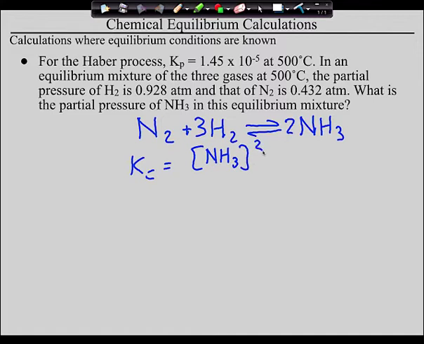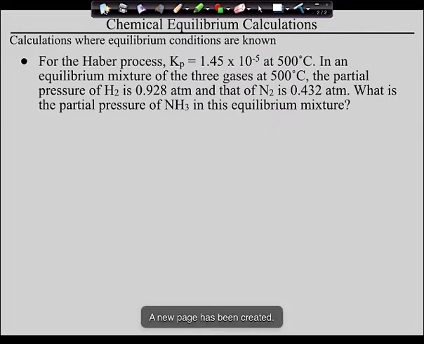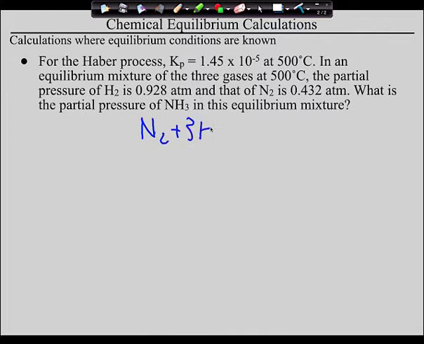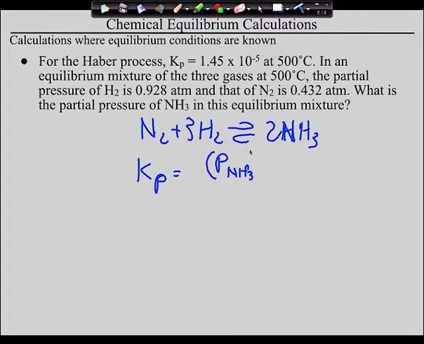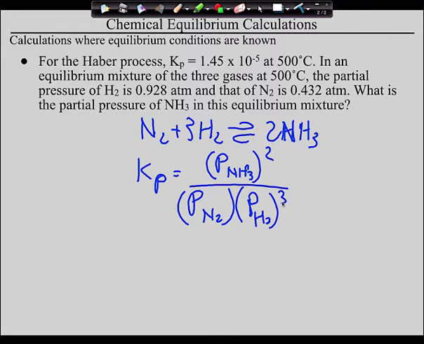So then from there, of course, we need a Kc value, and our Kc value will be NH3, and that'll be squared, and then it'll be N2. Oh, that's wrong, isn't it? Yeah, nuts. It'll be faster to do this. I forgot that they're giving us pressures. Okay, so Kp is equal to the partial pressure of NH3, and that's squared, and then the partial pressure of N2 times the partial pressure of H2, and that's cubed. Am I good? I think I'm good. Good? Good. All right.